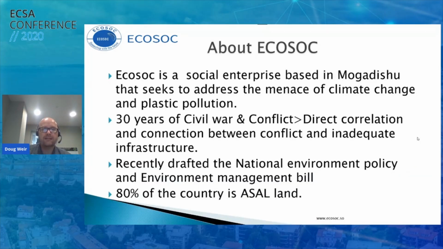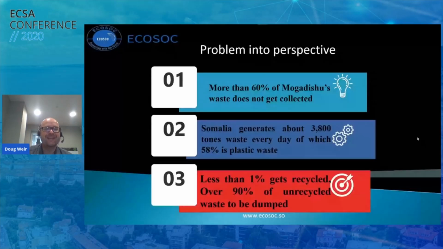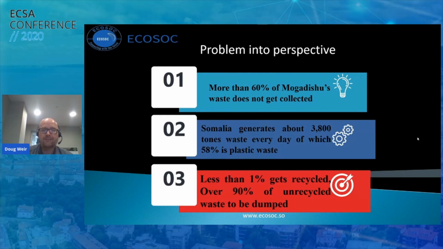So, as Leonie said, ECOSOC is a social enterprise based in Mogadishu. It seeks to address climate change and plastic pollution. Clearly, Somalia has been affected for decades by civil war and conflict, and that's had a significant impact on Somalia's infrastructure. ECOSOC assisted with the drafting of a national environment policy and environment management bill, and 80% of the country is ASAL land, which I'm not quite sure what that is, but we can ask Mohamed in the Q&A. So the main problem that they've been working on is this issue of plastic solid waste. So 60% of Mogadishu's waste goes uncollected.